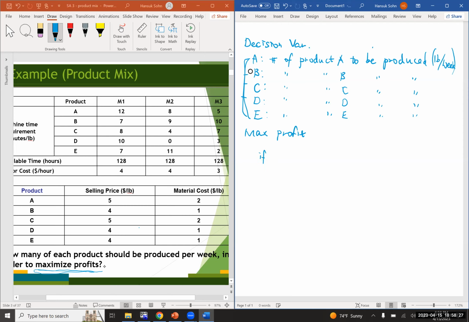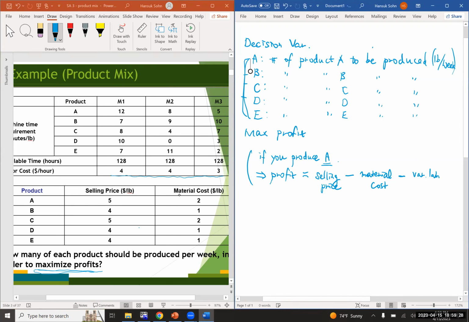If you produce product A, your profit is going to be the selling price minus the material cost, minus the variable labor cost, which are given here, right? So that's the variable labor cost.